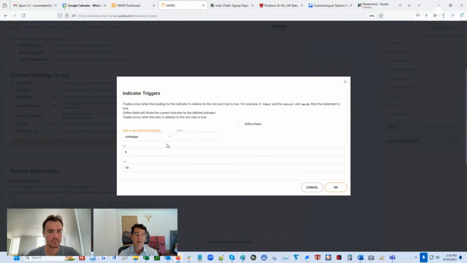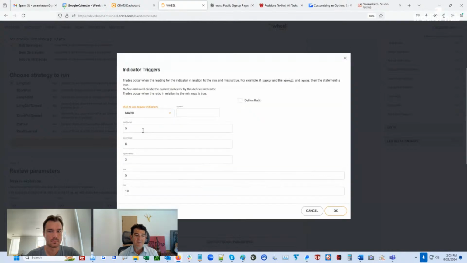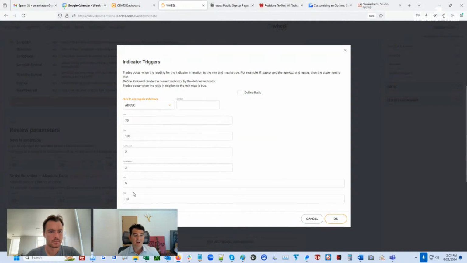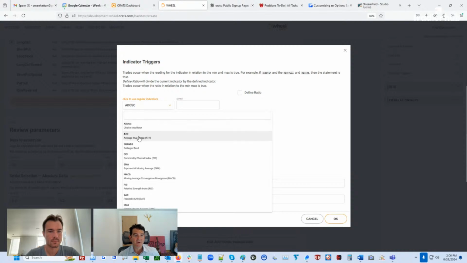So there's a lot of customizability here. And as Tyler was also saying, it's a little bit confusing. You have to click on that orange lettering in order to get to the technical indicators. But once you're here, we have a Chaikin oscillator, where you could do a lot of the settings for that, and you could read about those with a search of the internet.